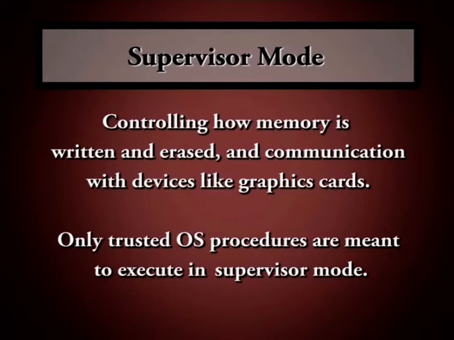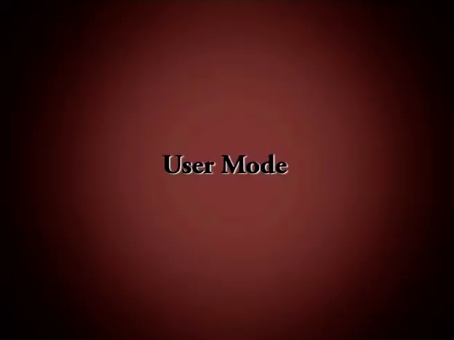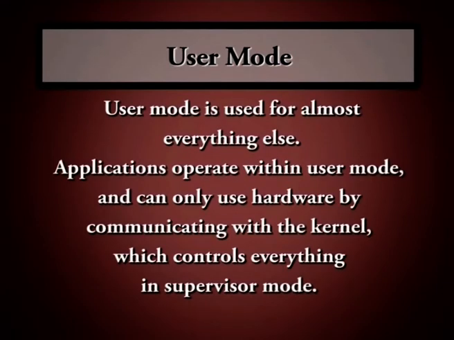Only trusted operating system procedures are meant to execute in supervisor mode. The execution of any procedure running in supervisor mode is called a system call. In supervisor mode, all machine instructions and all memory addresses are available. Next, we have user mode. In contrast, user mode is used for almost everything else.